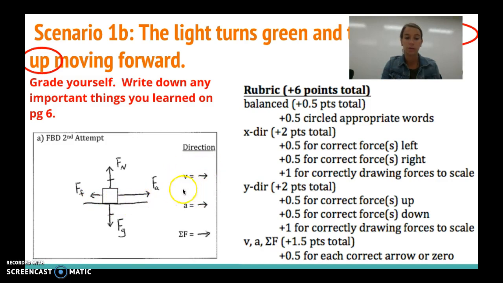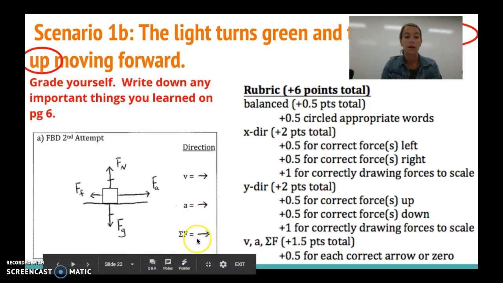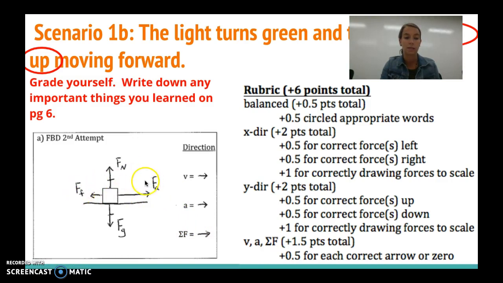The velocity would be to the right. Acceleration matches that because we're speeding up. So thinking back to our motion diagrams, anytime you're speeding up, your acceleration and velocity go the same direction. And our net force is also to the right. How do I know that? Well, I look at this diagram and I see that the applied force is bigger than friction. So we have an extra amount of force going to the right. So that's what we're going to do for that one.